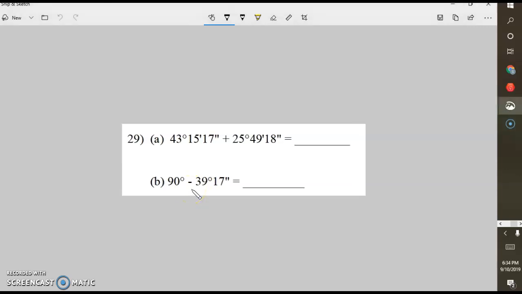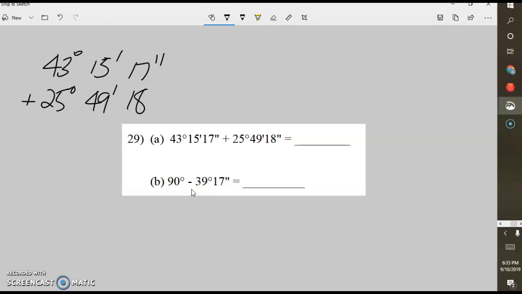Right, the last one, adding or subtracting these numbers. So we have 43 degrees, 15 minutes, 17 seconds. We are adding 25 degrees, 49 minutes, 18 seconds. So we add up 17 plus 18 is 35. 15 plus 49 is 64. And 43 plus 25 is 68 degrees.